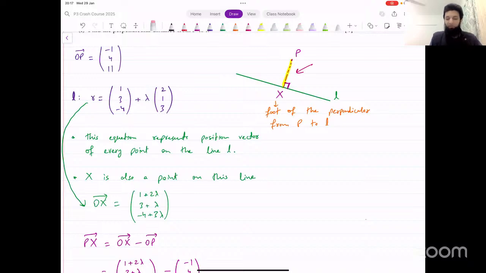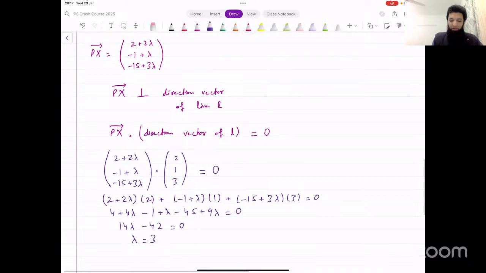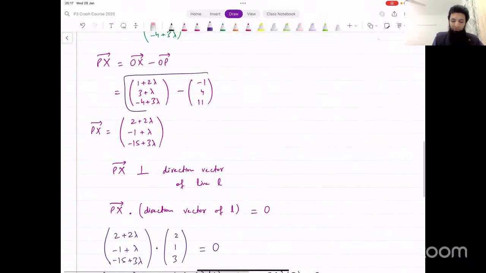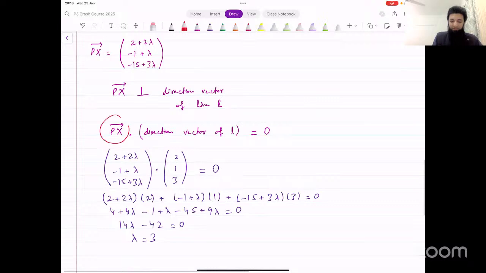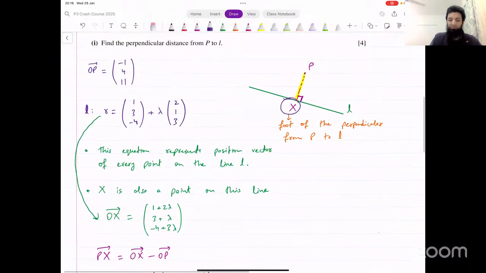So what we did was, we said if they are perpendicular, their dot product has to be 0. So we found the vector PX first of all, OX minus OP. Once we got that vector, we said the dot product of this vector PX and the direction vector of the line L should equal 0. We found the value of lambda for this. This is the value of lambda that gives us this point X. So now we've got that point X.